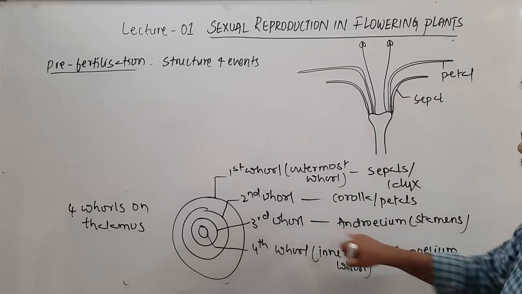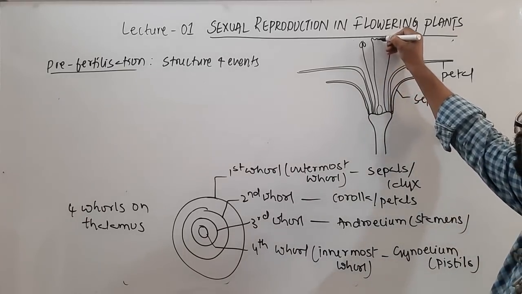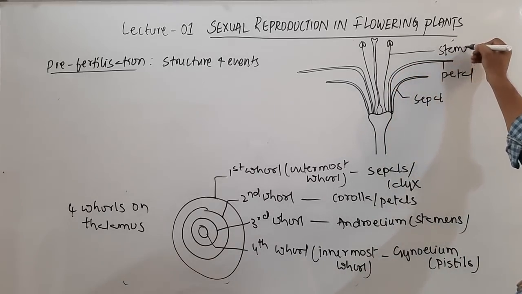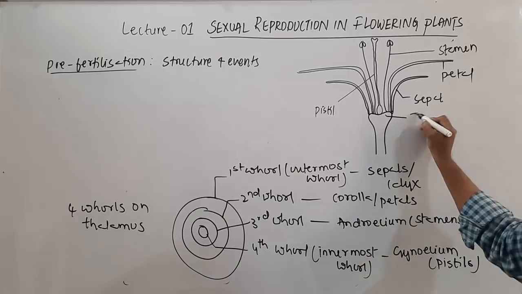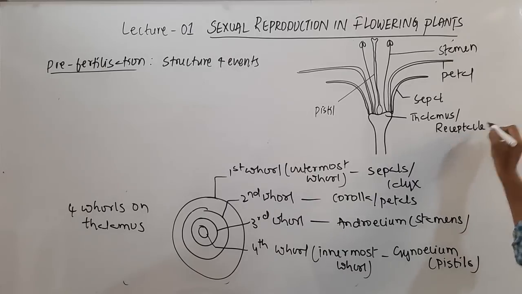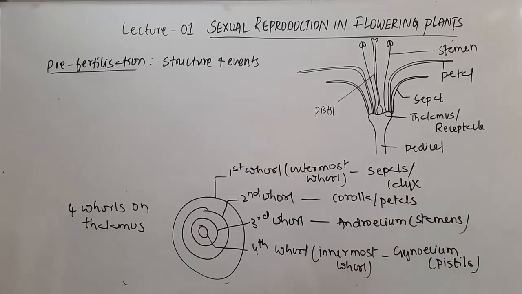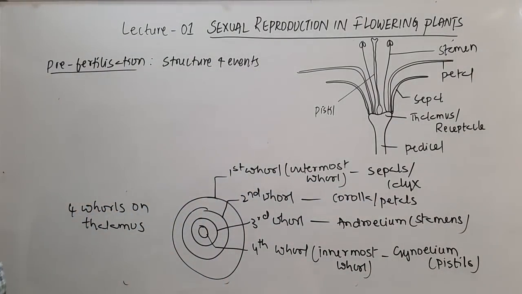And then the third one is occupied by the stamens, and at the center you find the presence of the gynoecium or the pistil. So this is the stamen, and this one is the pistil, and this is the thalamus or receptacle, and this is the stalk of the flower, that's called the pedicel, right? So this is how we see the flower in longitudinal section, that is LS of flower, right? I hope this part is clear.